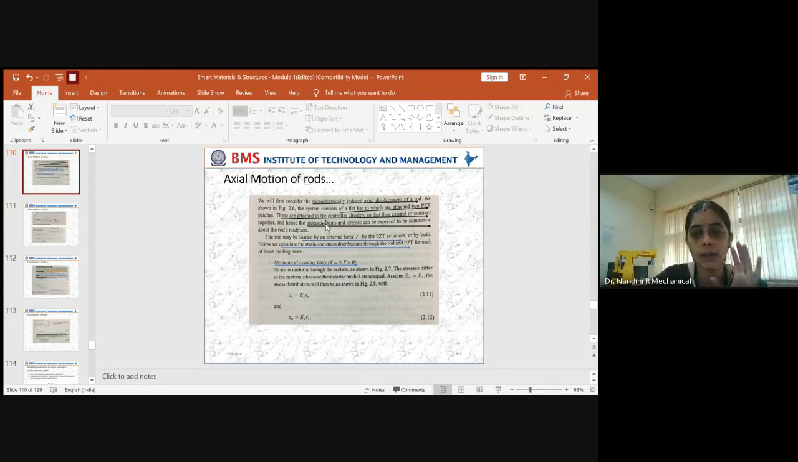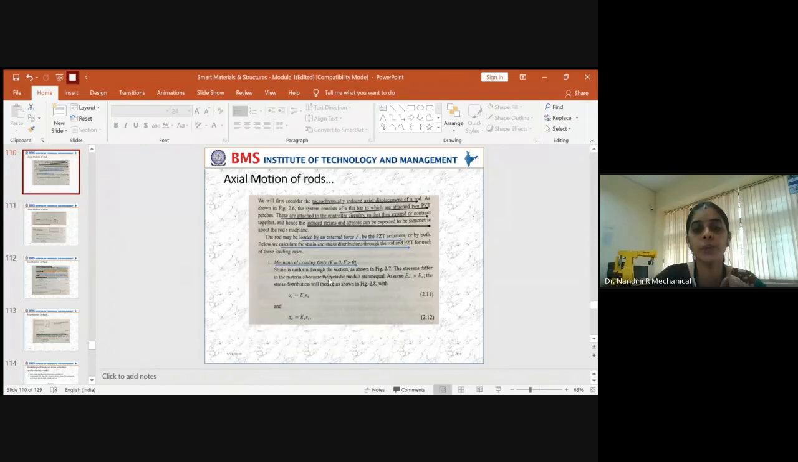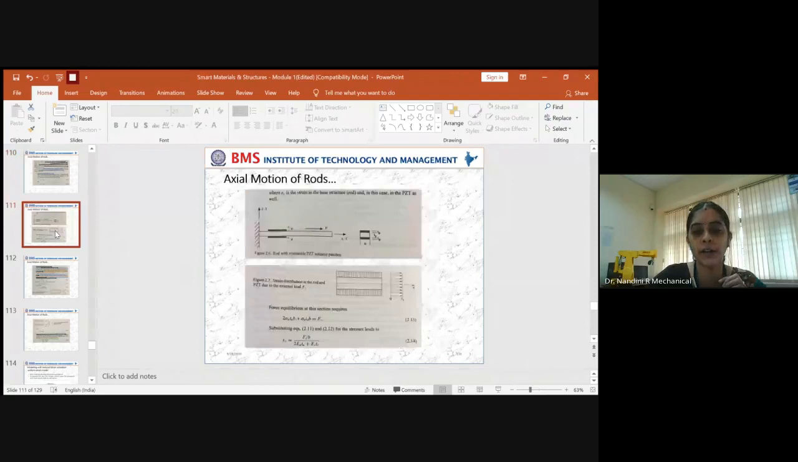So this is the basic concept: how the piezo patch is placed on the given flat bar, where the voltage has been applied, which are the layers of the electrode, where the force has been applied on the given substrate, and finally how we determine the stress and strain distribution. So this is only the mechanical loading part. Here, as shown in the diagram, the strain generated will be uniform across the PZT patch. Okay, so the strain is uniform throughout the section as shown in the diagram here.